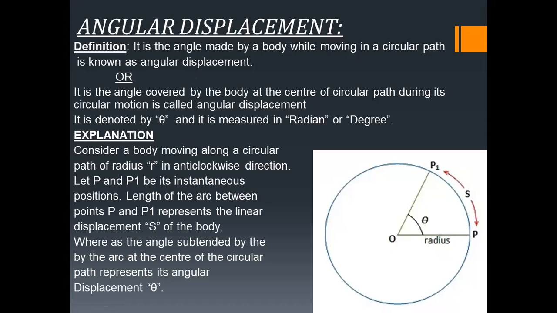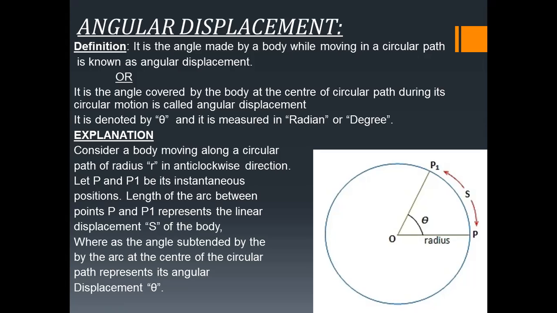It is the angle covered by the body at the center of the circular path during its circular motion, known as angular displacement. It is denoted by theta and it is measured in radian or degree.